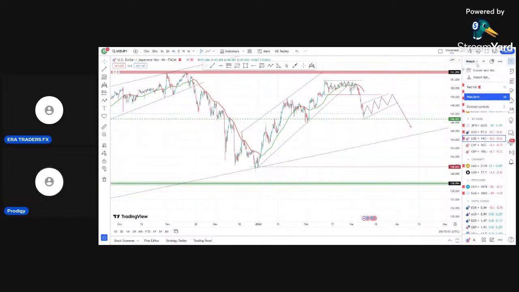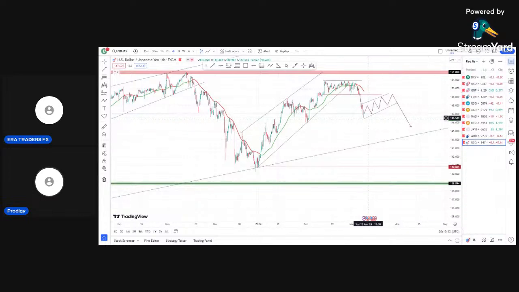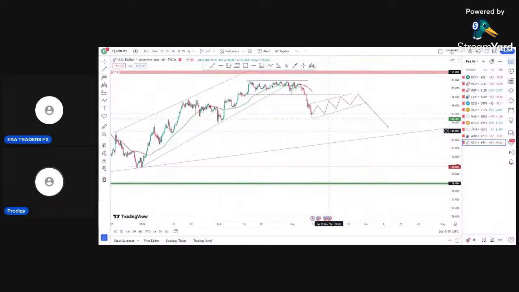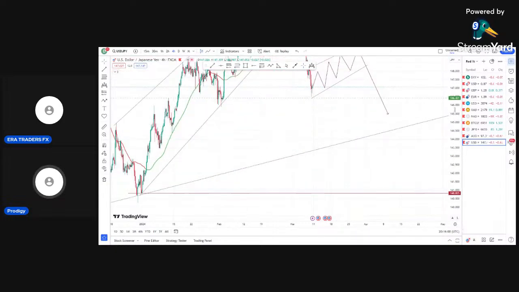I'm just looking at it. So that's basically what I'm looking out for on the forex market and the commodities. So yeah, guys, that's pretty much it. I hope it was insightful.